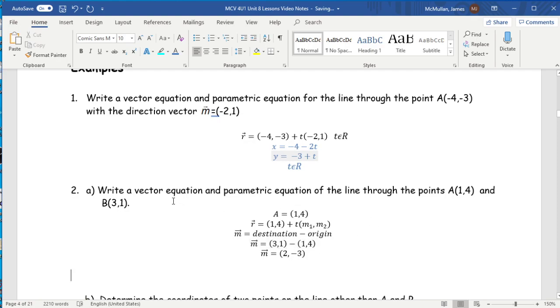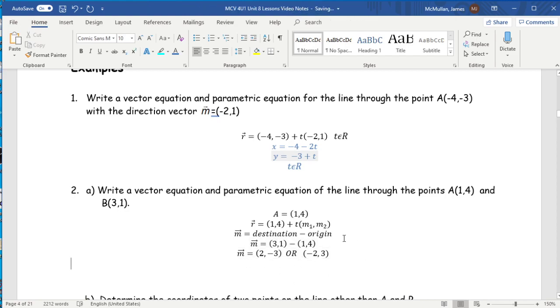Now again, you could have taken A as the destination and B as the origin instead. It would be totally fine. That would also work. Any scalar multiple of this would still work. Or if you'd done it the other way, you would have got -2, 3, right? Which is a scalar multiple of the first one.